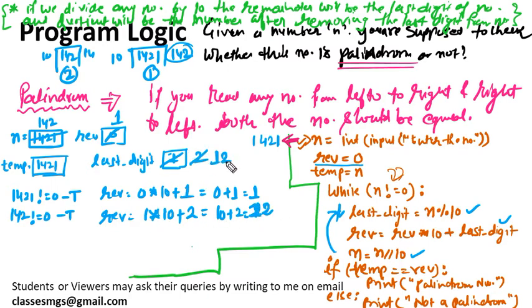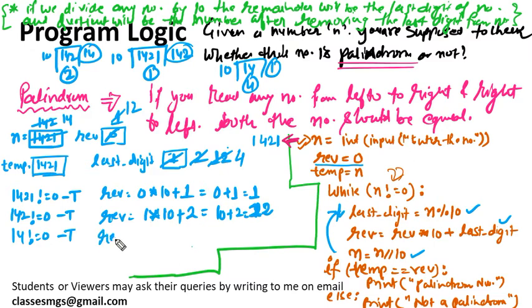So reverse will become 12 here. Now again n divided by 10 executes, the quotient will be 14, so 14 will be the next n, and 14 is not equal to 0. Again the while loop continues, true, and we get the last digit. 14 divided by 10, we get 1 as the quotient and 4 as the remainder. So last digit will become 4 this time. Reverse was 12, remember.